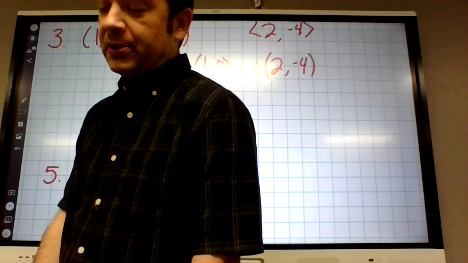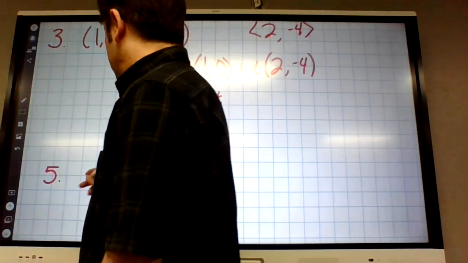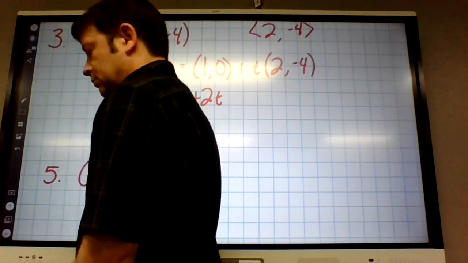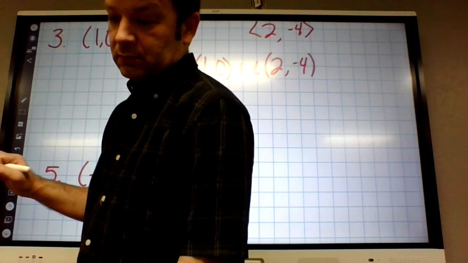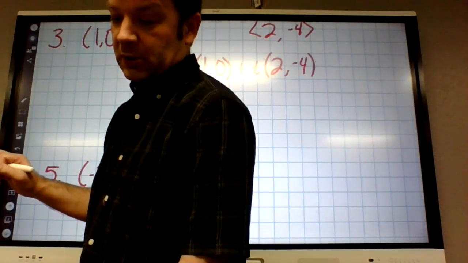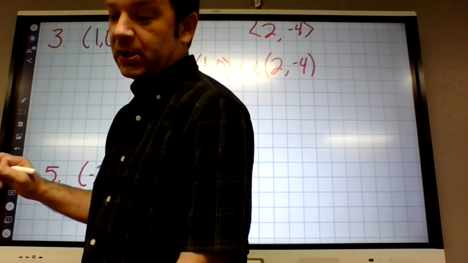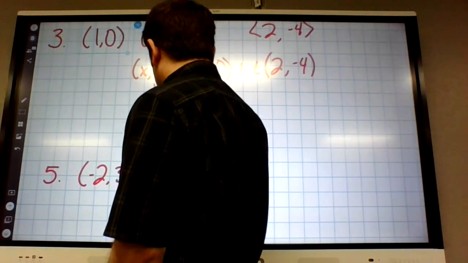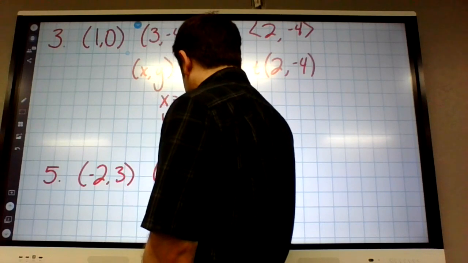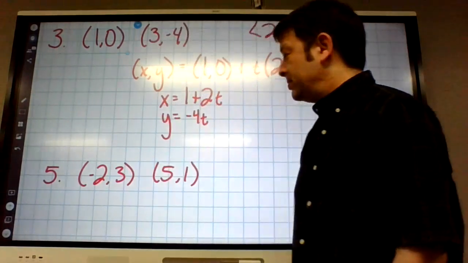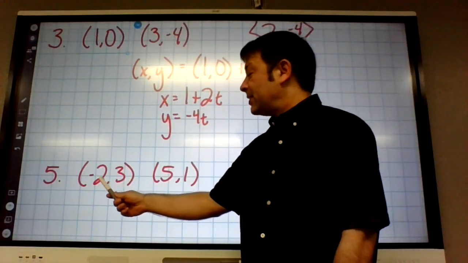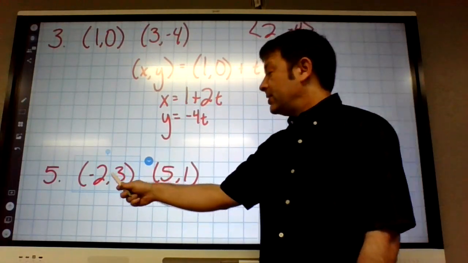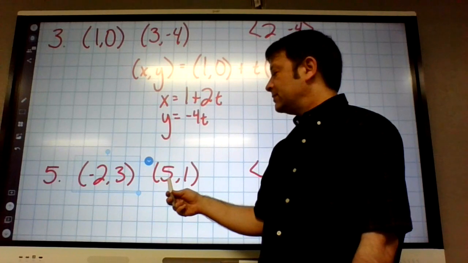The horizontal line through -2, 3 and 5, 1. Oh, no, sorry, I was reading the wrong line. The line through -2, 3 and 5, 1. I was going to say that can't be horizontal to both sides. Okay, so what do we need to do first? We need to find the vector. How can we move from this point to this point? What vector does that? So how do you get from -2 to 5?